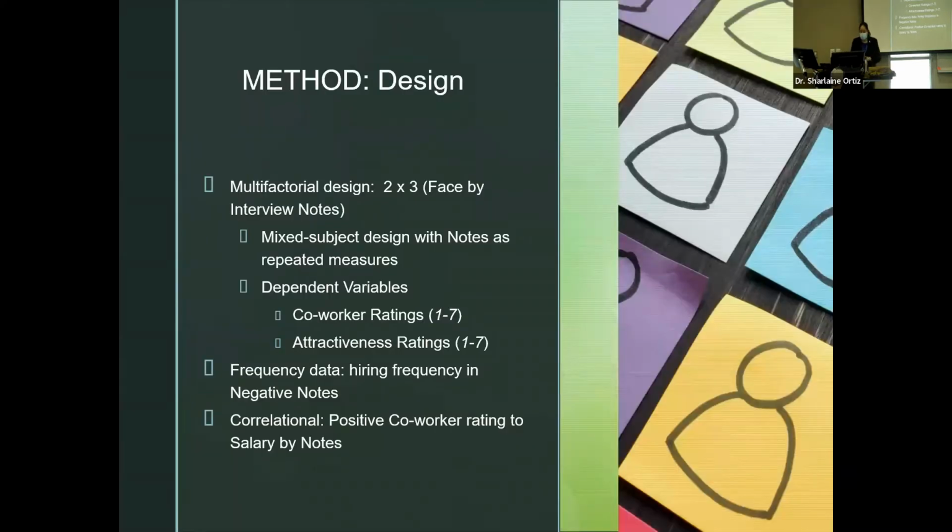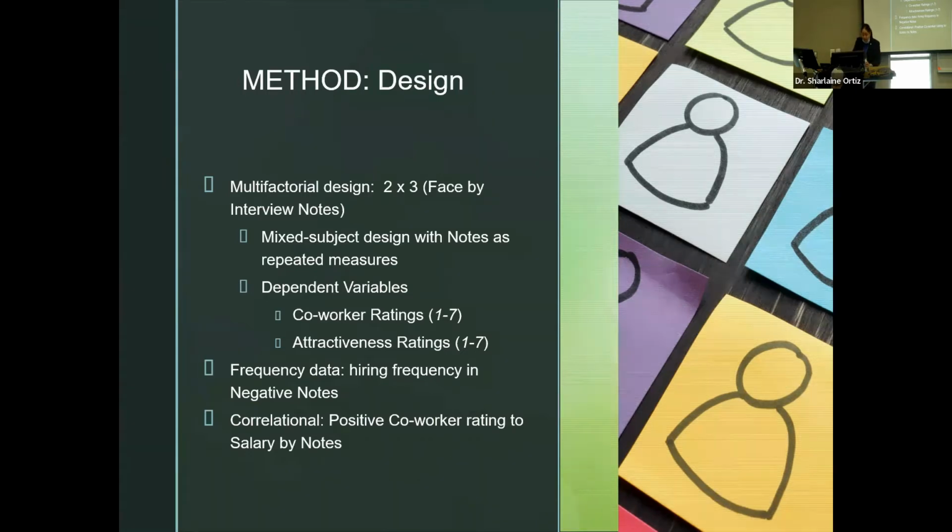In regards to the dependent variables, we had the coworker rating. On the coworker rating, in regards to the Huffcut article, if you remember from reading the article, you had a 1 through 7, right? 1 through 7 in regards to the coworker rating. And then you had a 1 through 7 in regards to the attractiveness.